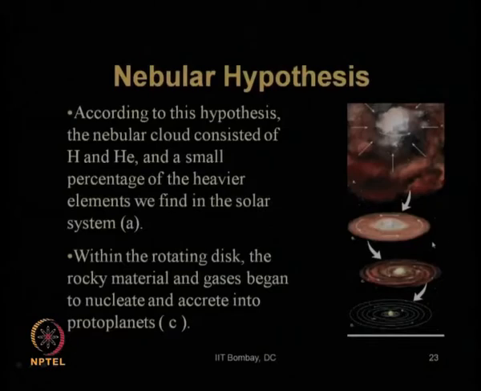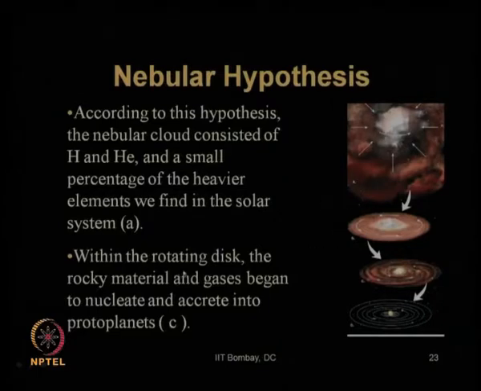Let us see further. In the nebular hypothesis, as you can see, it is full of dust and cloud. Through the process of rotation, the different parts of this solar system got created, like the heavy, larger, major portion, the sun, getting into the center and the other planets starting to move around it. According to this nebular hypothesis, the nebula, that is the cloud, consisted of hydrogen and helium, and a small percentage of the heavier elements we find in the solar system. So, this is it.